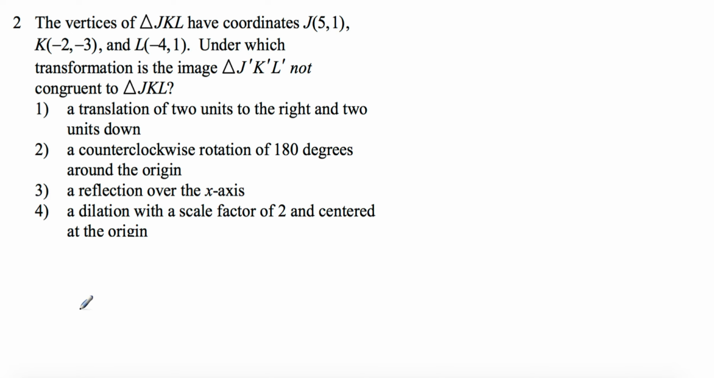Let's look at the second question here. The vertices of triangle JKL are these, right? Under which transformation is the image not congruent, meaning not the same size? Usually that happens with dilation, with a factor that is not equal to 1 or negative 1. And we see the answer right over here: dilation with a scale factor of 2. Then each side will be doubled.